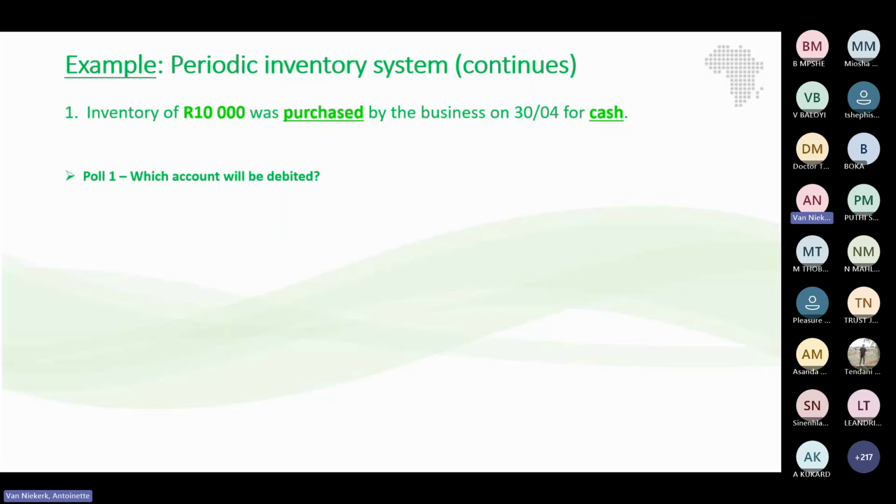My polls are almost there. They are just in the background. It's loading. Okay, can you guys see it?